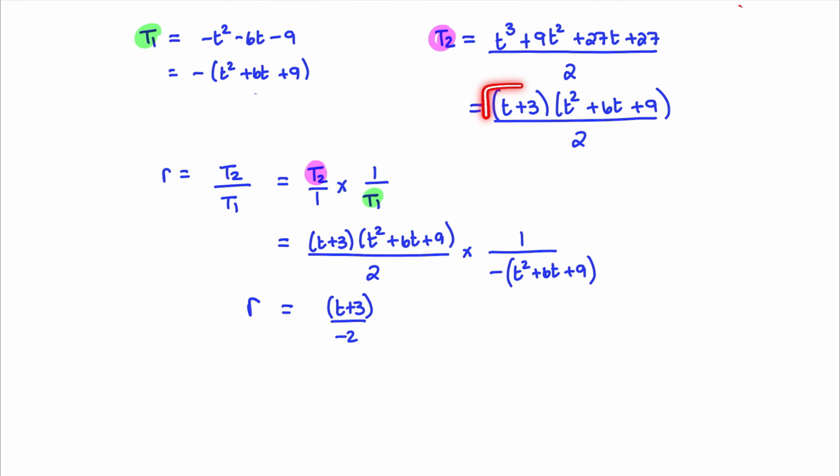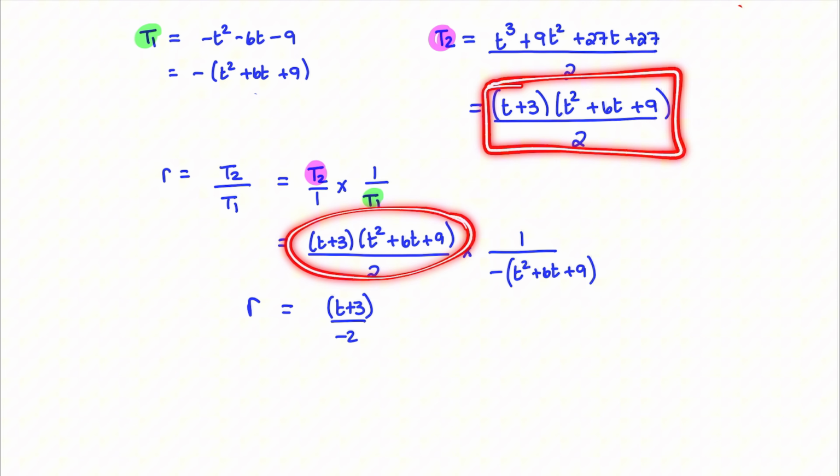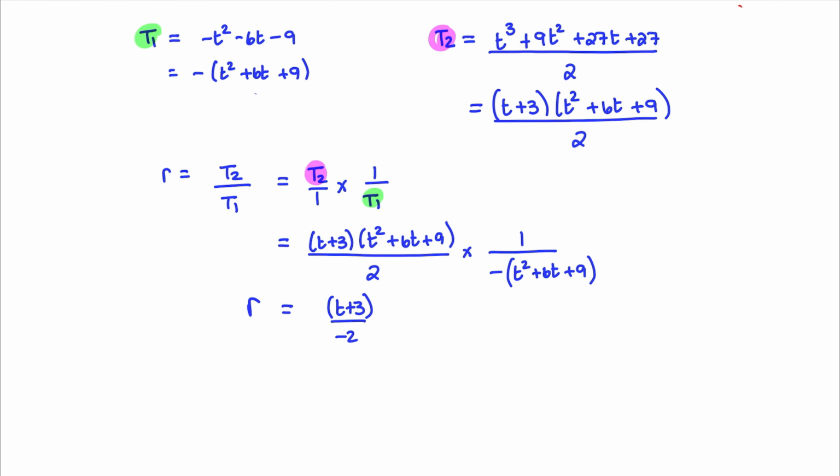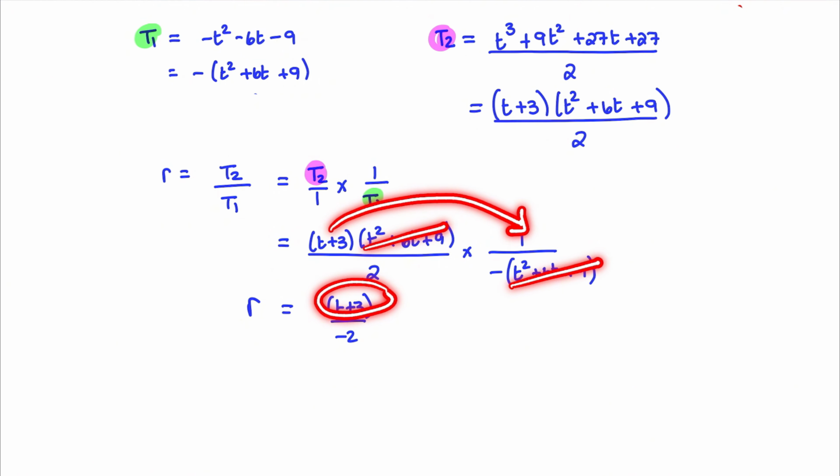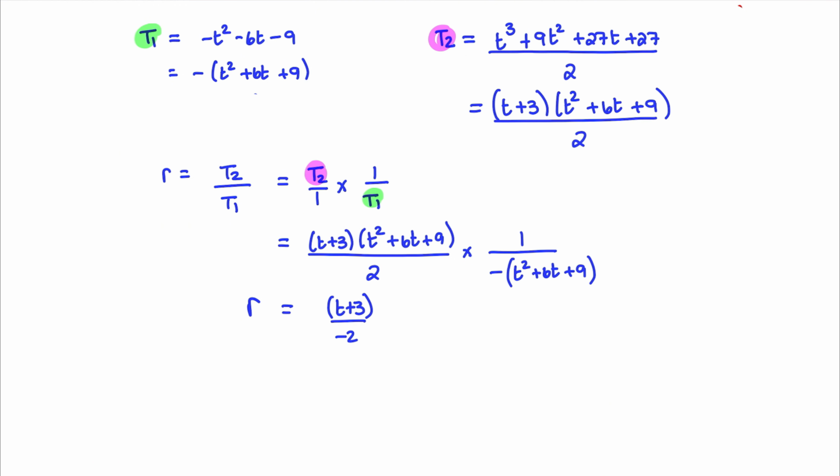So term 2 is (t plus 3) in brackets times (t squared plus 6t plus 9) over 2. And I'm going to multiply it with 1 over t1. And can you see that these sets of brackets will cancel out? So we have t plus 3 times 1, which is t plus 3. And we have 2 times -1, which is -2.